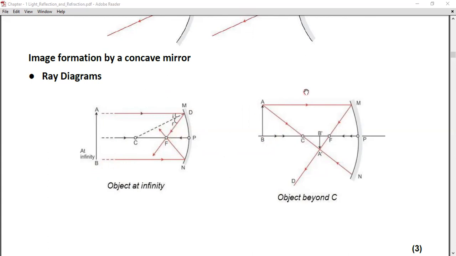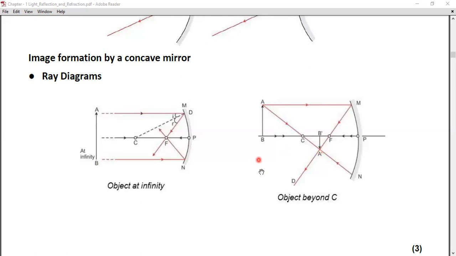And in the second case, if you consider the object beyond C, when the object is kept beyond the center of curvature, then in this case, if you draw the ray diagram by taking one light ray parallel to the principal axis and one more light ray passing through the center of curvature, according to the rule, this light ray will pass through the focus and this light ray will retrace the path. Now, if you focus on the reflected light rays, both are meeting here.